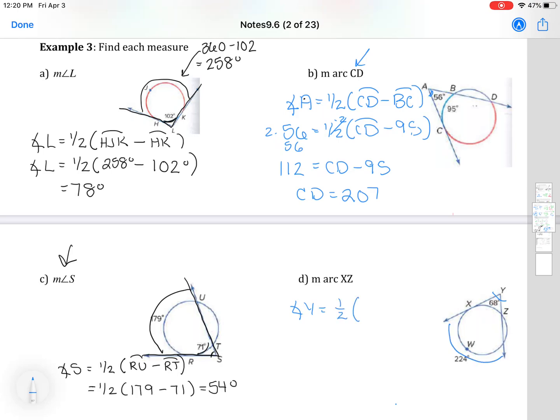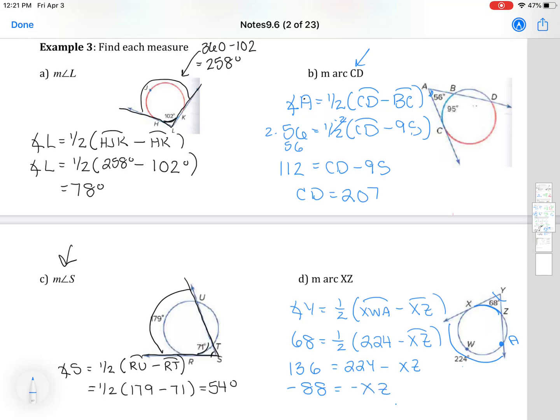So last one, we have angle Y. Angle Y is equal to 1/2 the arc that is furthest, this one all the way out here. Now there's no point here, so let's just give it an A. So we're going to say XWA minus the one that's closest, which is XZ. Y we have 68. 1/2 times XWA, which is our 224, minus XZ, which we don't know. When you multiply by 2, 68 times 2 gets us 136.